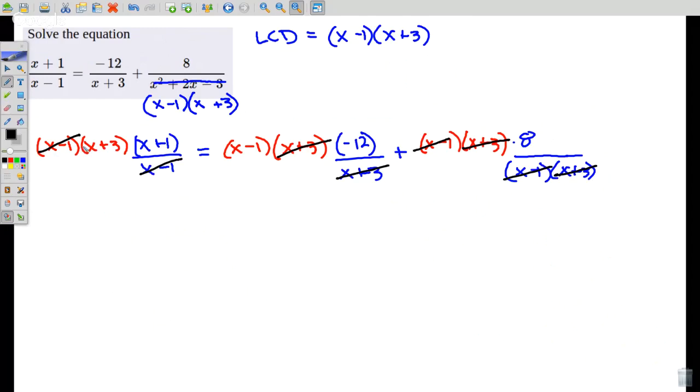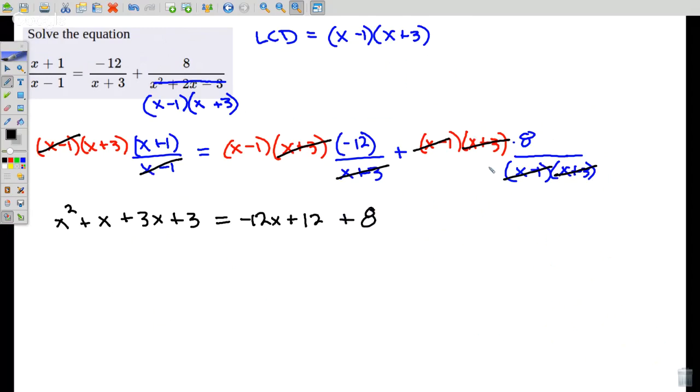So in the first one I have x plus 3 times x plus 1. So I'll have to multiply those two together. It's going to give me x squared plus x plus 3x plus 3. Next, negative 12 times x minus 1 is negative 12x. Negative times a negative is a positive 12. And then plus 8.